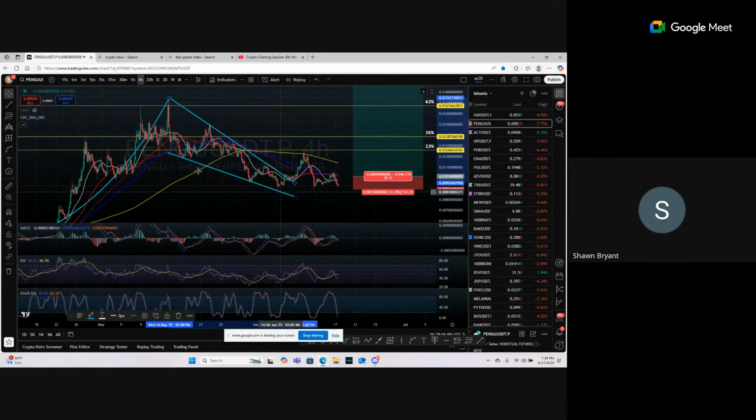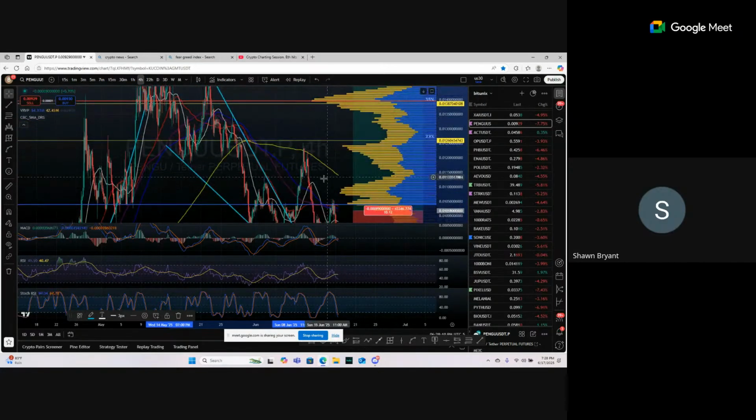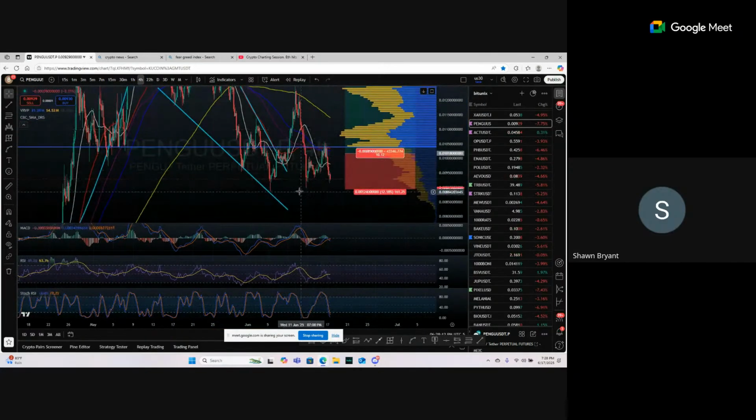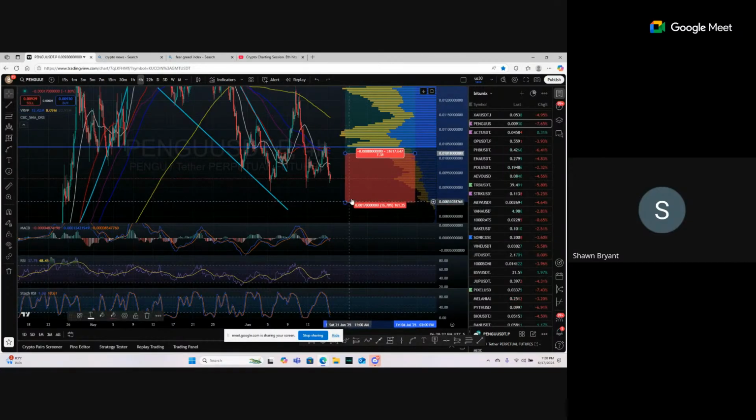Now, if this breaks below here, let's look at the VRVP. You see that? And that's what I didn't like. I didn't like how low the VRVP was, and there's really no support. Last support is right here, right? Which means that you're talking about a 16% stop loss, right? That's a little too close.